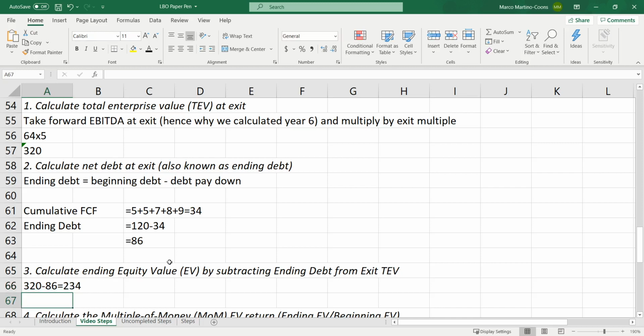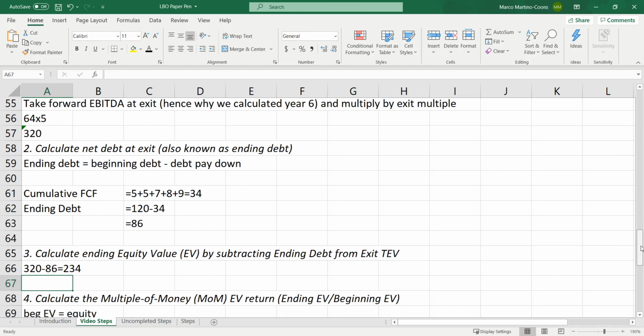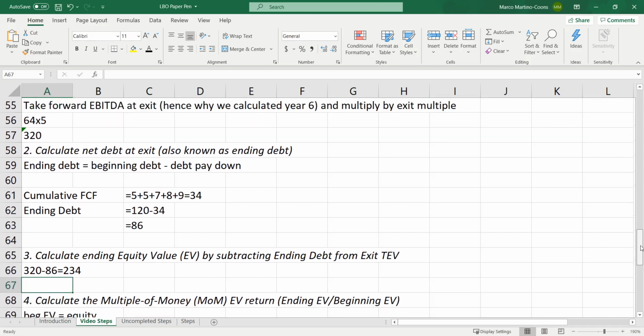Now we have to remember, so what was our beginning equity value? Well, our beginning equity value was 80, right? So we're going to end up calculating a multiple called a money of money multiple to end up finding our return. So what we're doing is we're taking our ending equity value divided by our beginning equity value.